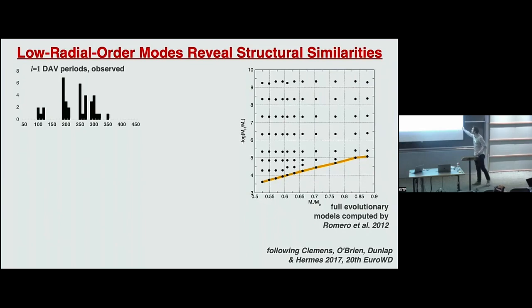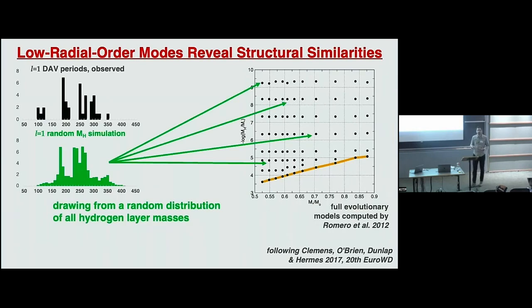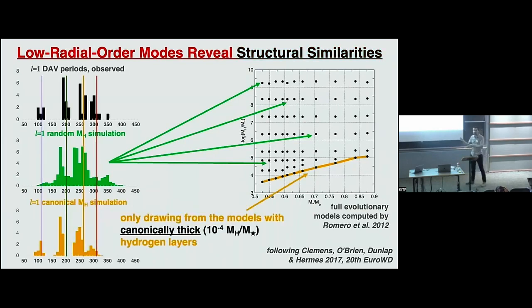And if we take these same models that Alejandra has put online that have a range of hydrogen layer masses, and we just randomly pull the N=1, 2, 3, and 4 modes from those models, they can almost be at any period that we see between 100 and 350 seconds. But if we only pull modes from the models that have canonically thick hydrogen layer masses, they start to clump together in groupings.